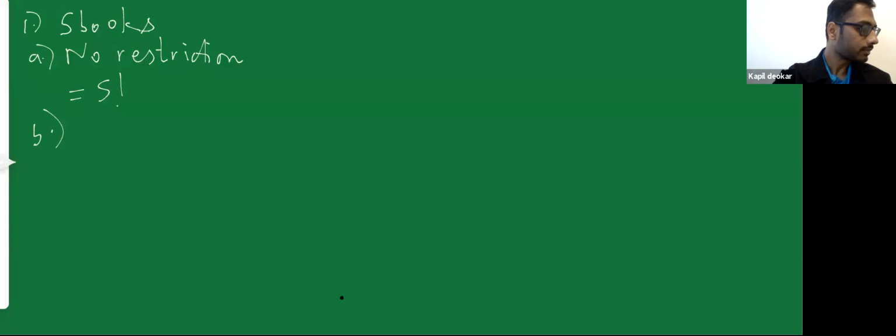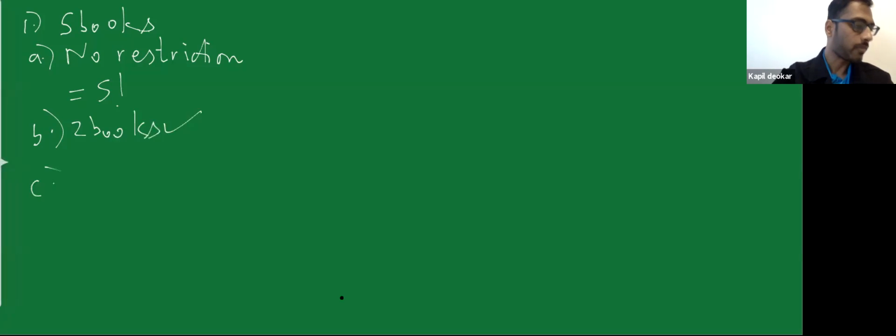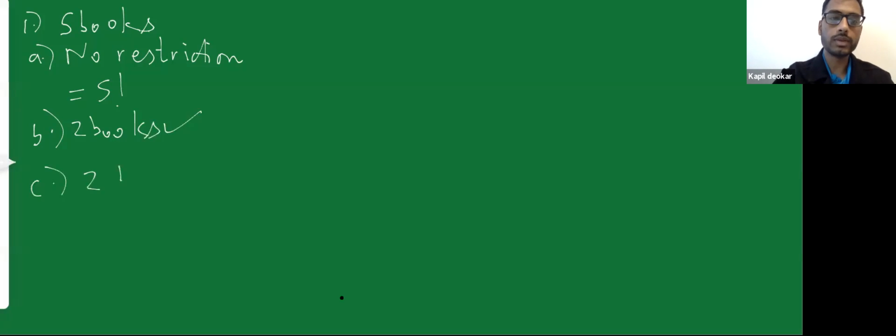Second is that you want 2 particular books to be always together. And third case is that you want 2 books to never be together. Okay, so instead of solving, I want you to type in the answers. So type in the answers for B and C and let me know.